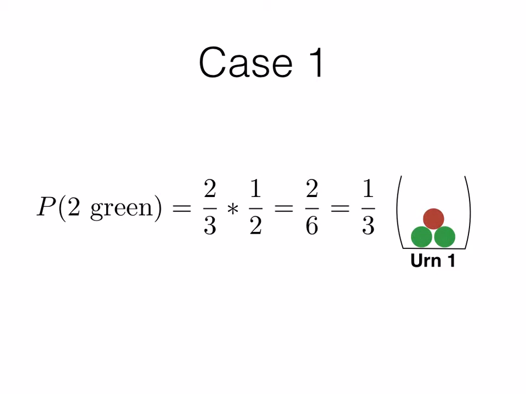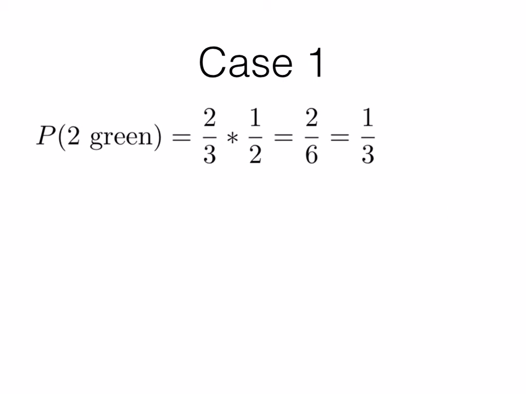First, we look at case 1. We first wish to know what is the probability of moving two green balls over to the second urn. This is equal to the probability of drawing one green ball from the first urn times the probability of drawing another green ball from the first urn. This is 2/3 times 1/2, which is 1/3.